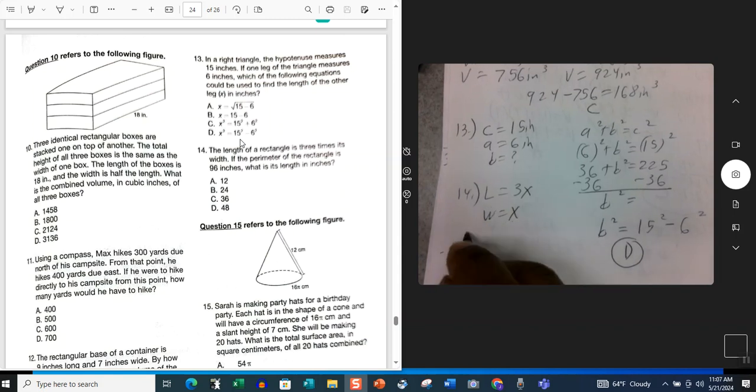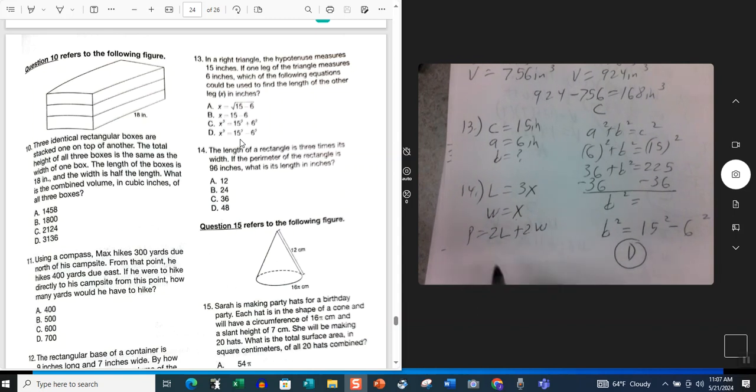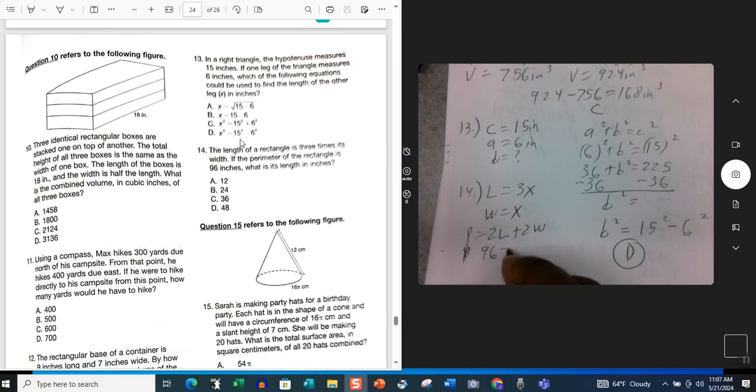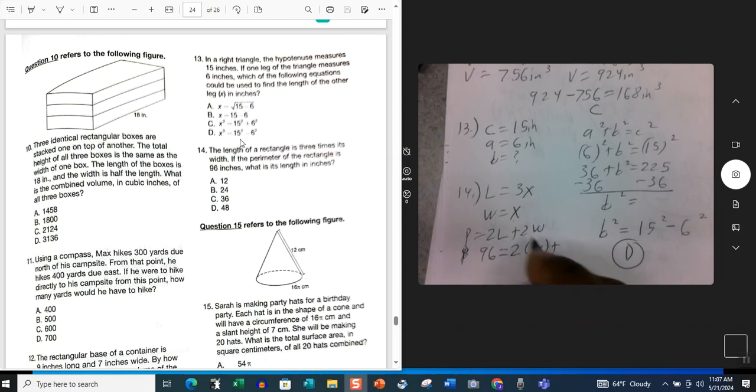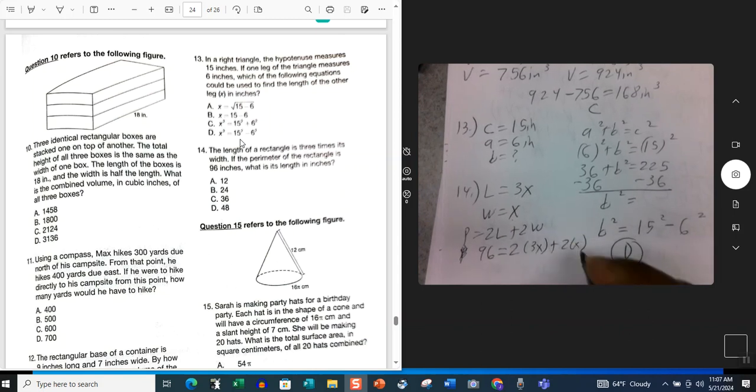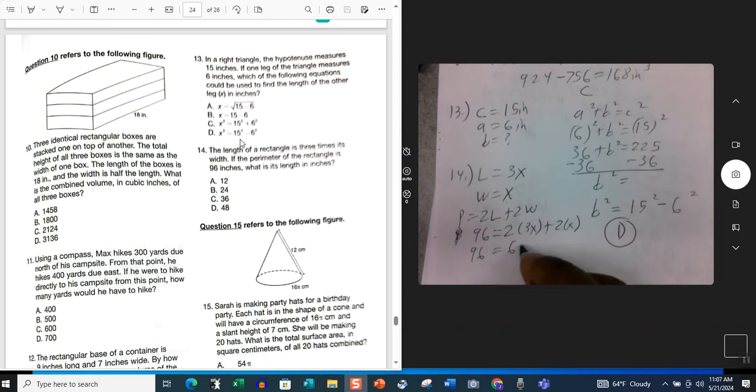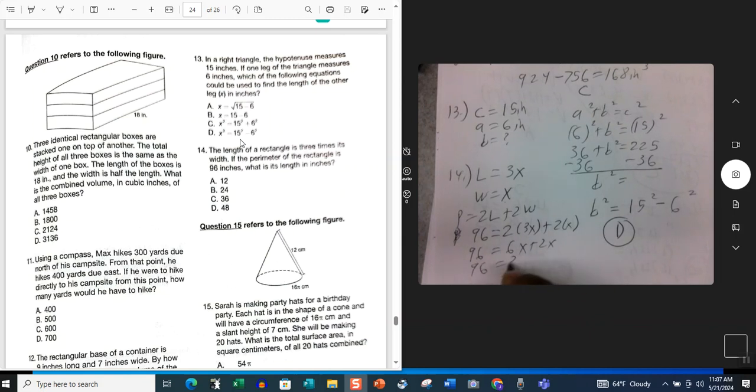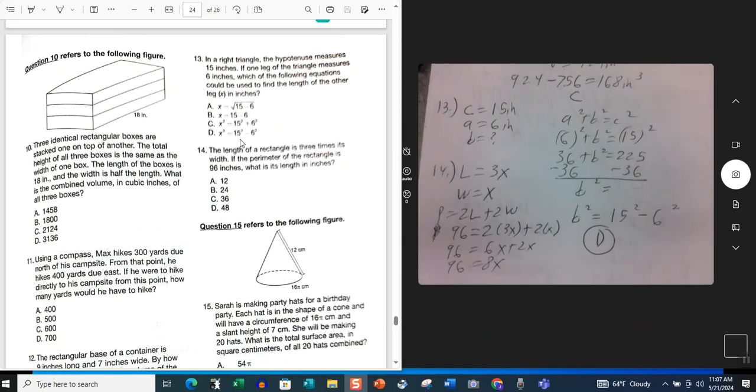So basically what happens is perimeter is equal to 2 times the length plus 2 times the width. So we have the perimeter, we're told, is 96 inches. We don't know what the length is, but we know length is equal to 3x. And then the width is just x. So we had 96 is equal to 6x plus 2x. So we had 96 equals 8x.